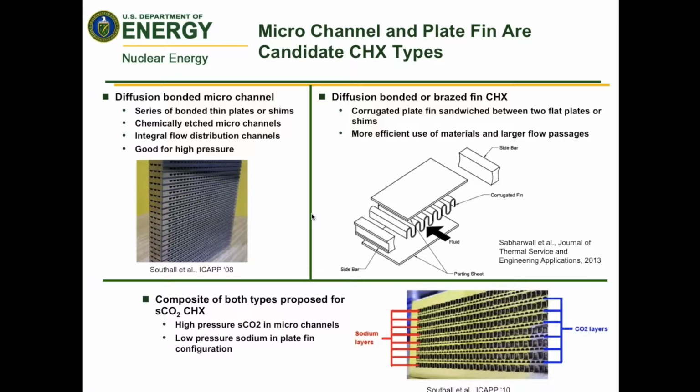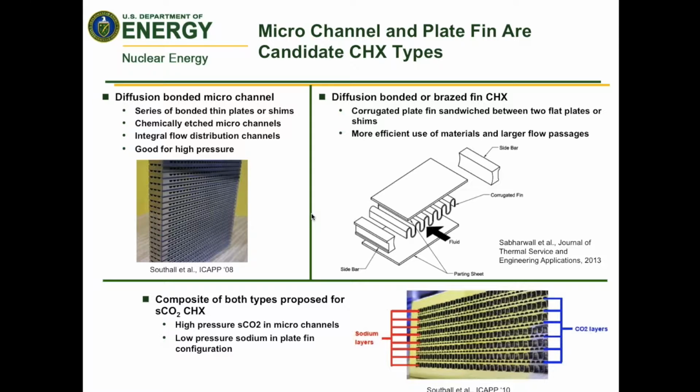This is comprised of a series of thin plates or shims in which there have been chemically etched microchannels. And you can see an example of this where the flow channels flow from right to left or front to back in a perpendicular fashion. It makes an ideal series of flow distribution channels. Very good for high pressure. These things are diffusion bonded. They're very widely used in the non-nuclear industry these days.